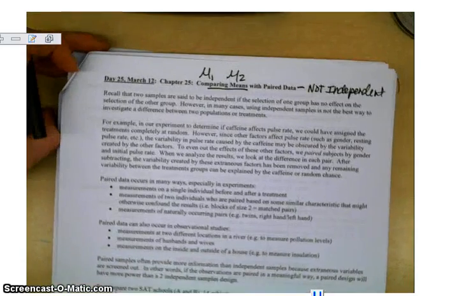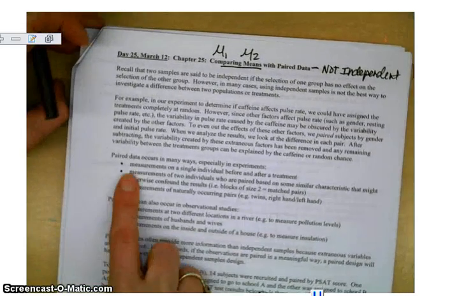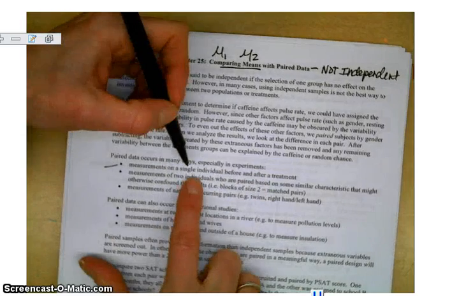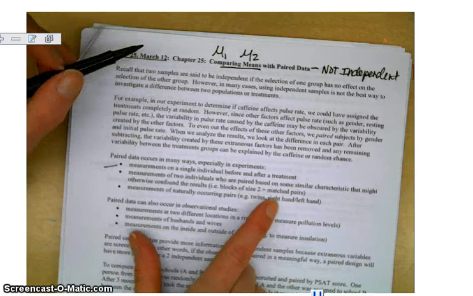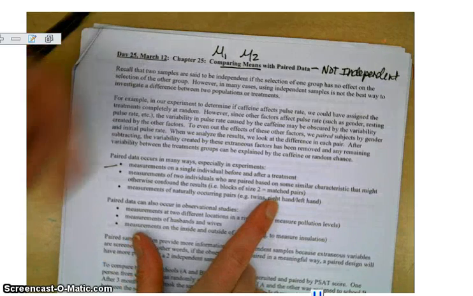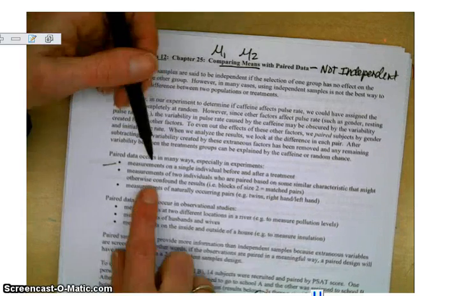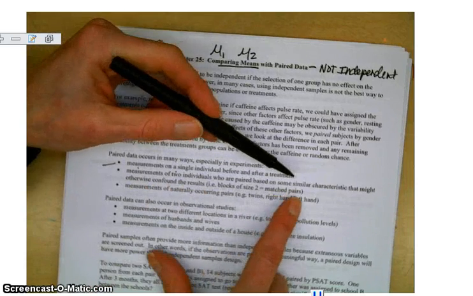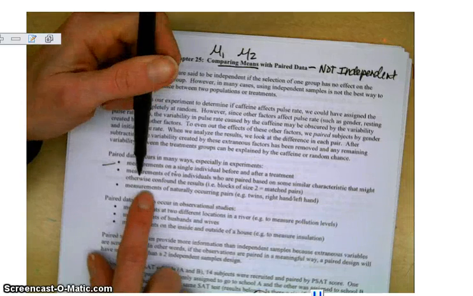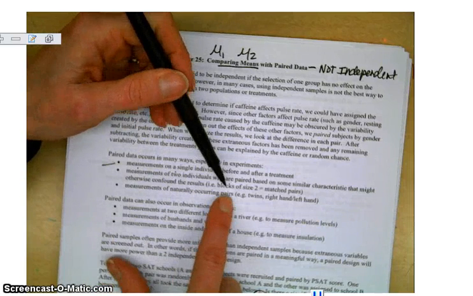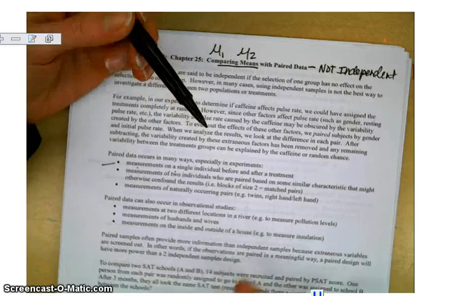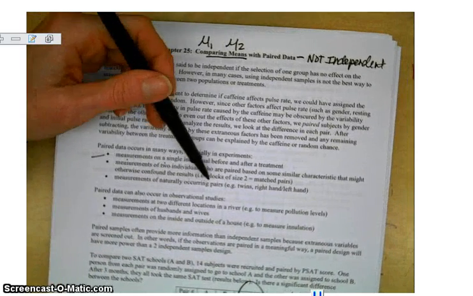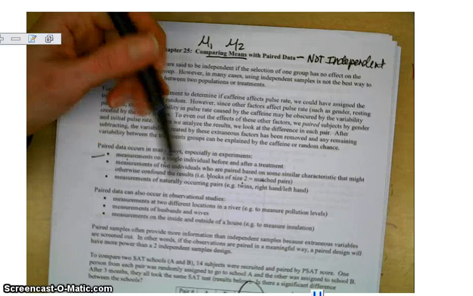So paired data occurs in many ways, especially in experiments. Measurements on a single individual before and after treatment. That could be a person being paired with itself. Measurements of two individuals who are paired based on some similar characteristic that might otherwise confound the results. They're blocks of size 2. That's what matched pairs are. Measurements of naturally occurring pairs: twins, right hand, left hand.